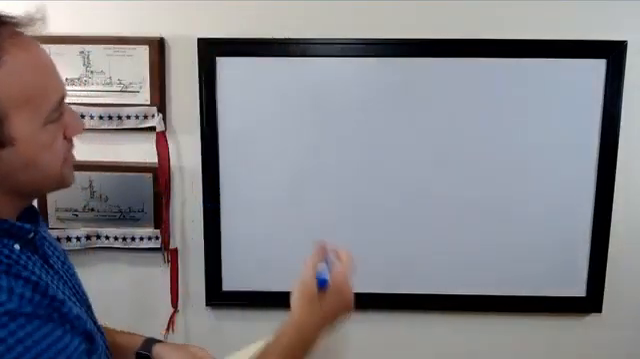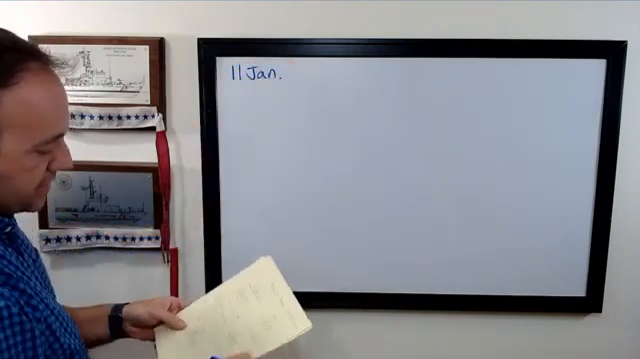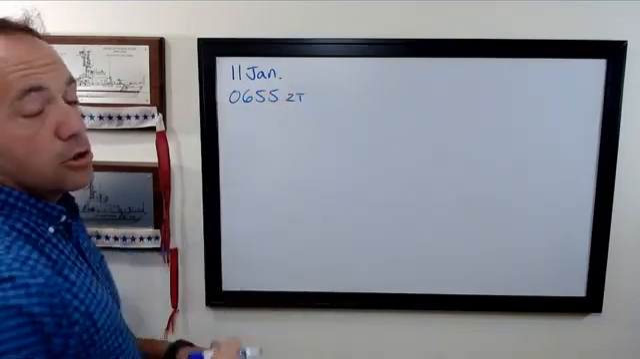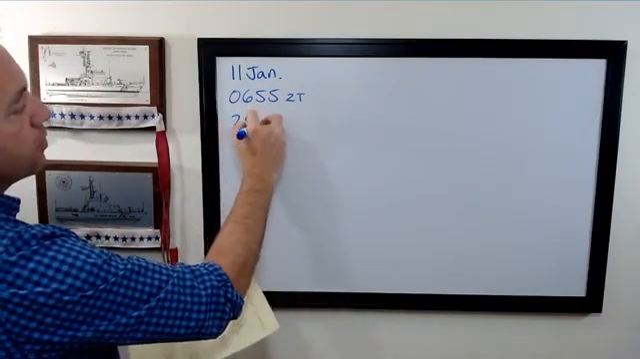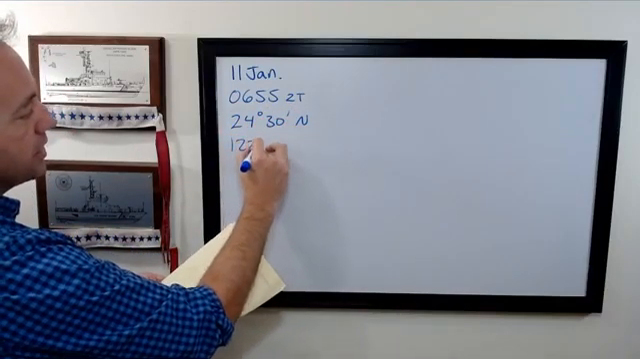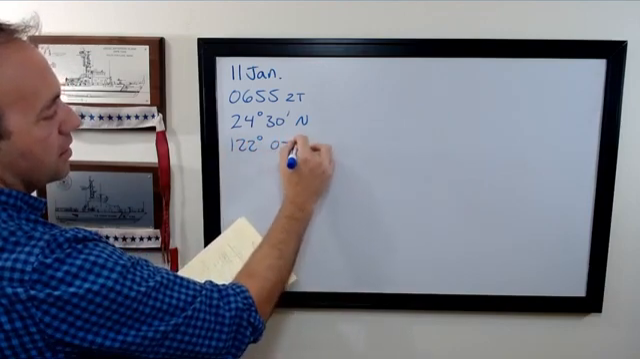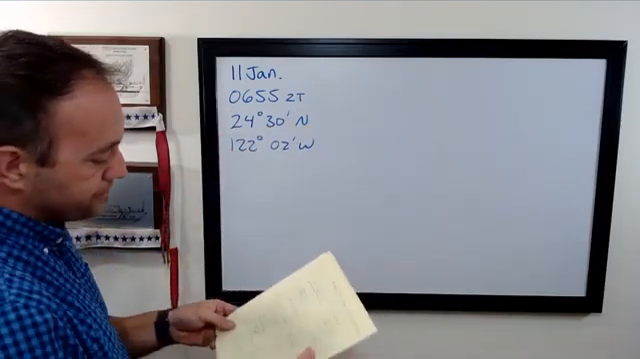But our first problem is going to be on 11 January. Right, and it's 0655 zone time. That's our local watch time there. And our position is 24 degrees 30 minutes north and 122 degrees 02 minutes west. So that's our DR position, our dead reckoning position, latitude and longitude.